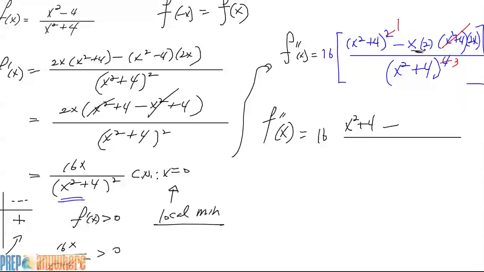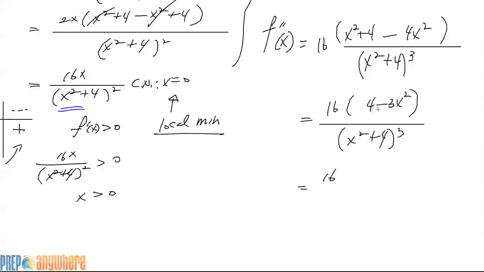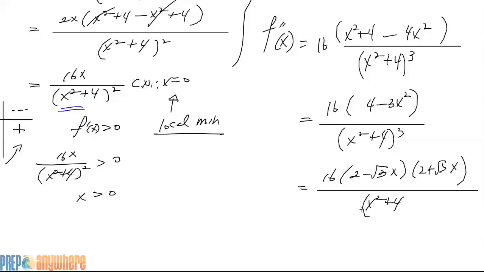Okay, so we get 2x times 2x, that's 4x squared. So we have 4 minus 3x squared. I'm going to factor this using the square roots. There's going to be (2 minus square root 3 x)(2 plus square root 3 x), right? So the potential inflection points are 2 over root 3 and minus 2 over root 3.